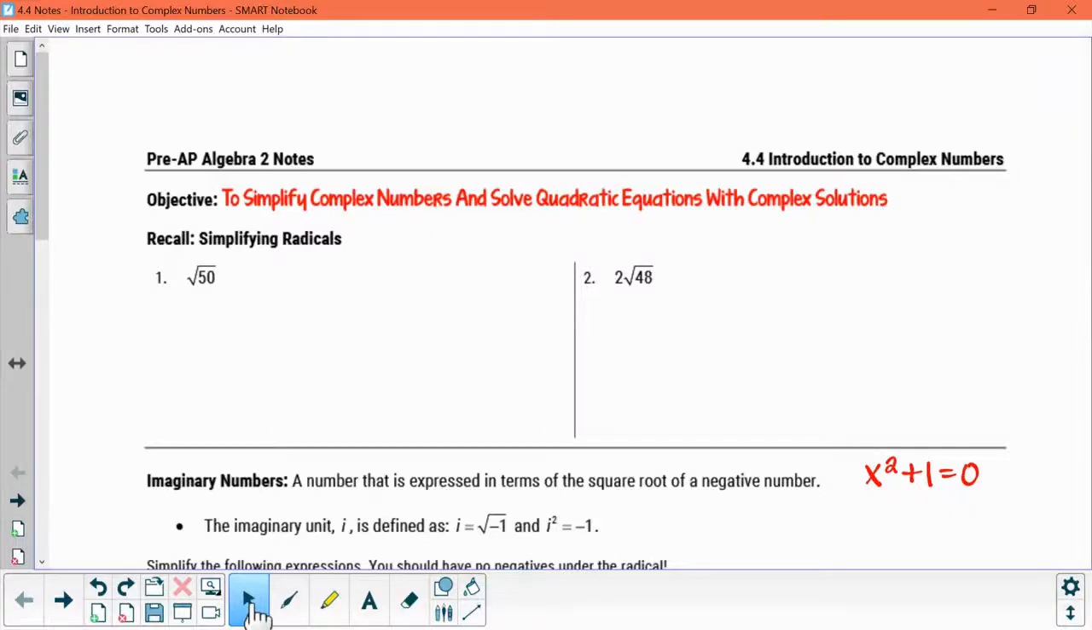Welcome to 4.4 Introduction to Complex Numbers. Today we are going to simplify complex numbers and solve quadratic equations with complex solutions. So first we're going to have to recall how to simplify radicals.